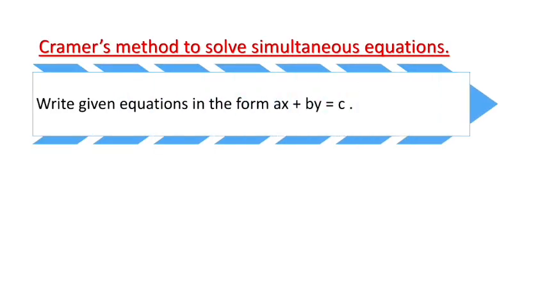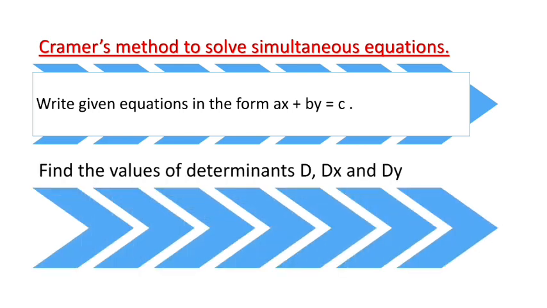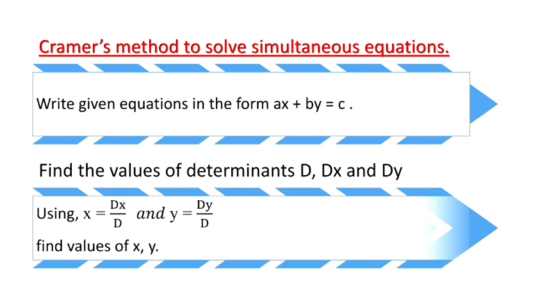Now let's start with our Cramer method to solve the simultaneous equations. We have the first equation form ax plus by equal to c. C value will go to the right side. Now after that what we have to do? We have to find the value of d, dx and dy. After finding the value of these three, we can find the value of x by using the formula x equal to dx upon d, and the value of y equal to dy upon d. This is called Cramer's method.